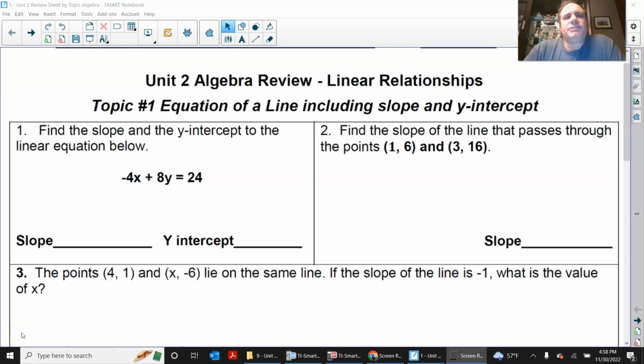Hello everyone, this is the Unit 2 Algebra review sheet, and we are going to cover a lot of different topics, so let's get right to it. Topic 1 is equation of a line including slope and y-intercept.